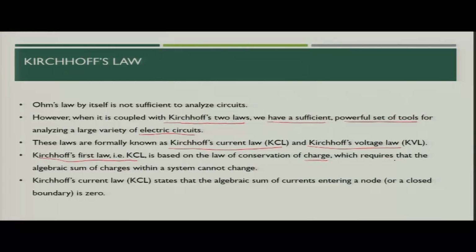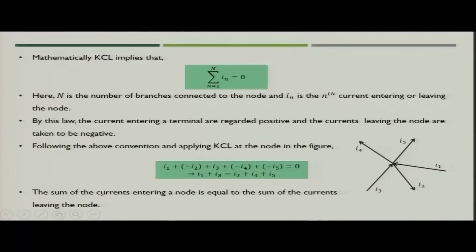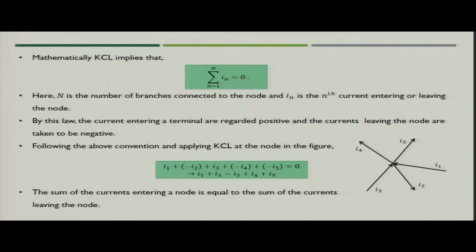The first one, Kirchhoff's current law, is based on the law of conservation of charge. That means the algebraic sum of charges within a particular system cannot change, and Kirchhoff's current law states that the algebraic sum of currents entering a particular node or a closed boundary will always be 0. How will you represent it mathematically? You will represent it as the summation of In, where In is the current flowing in the nth branch of the circuit.